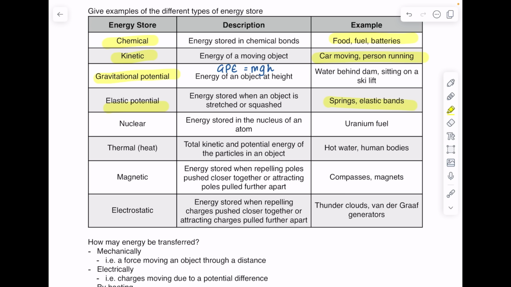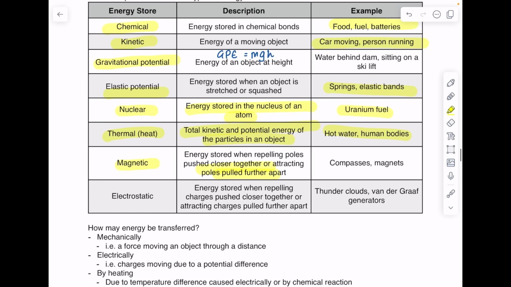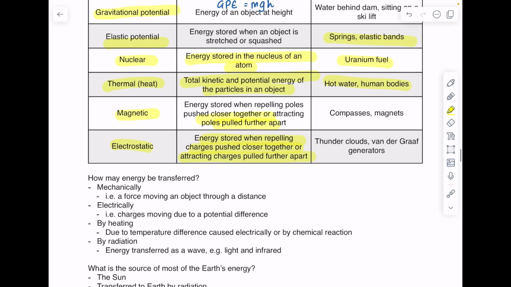Nuclear energy is to do with energy stored in the nucleus of an atom. Radioactive uranium fuel contains nuclear energy. Thermal or heat is the total kinetic and potential energy of the particles in an object. Anything hot contains thermal energy. Magnetic energy store is energy stored when repelling poles of a magnet are pushed closer together or attracting poles are pulled further apart. Electrostatic is the energy stored when repelling charges are pushed closer together or attracting charges are pulled further apart. We find electrostatic energy in thunderclouds and our Van de Graaff generators.